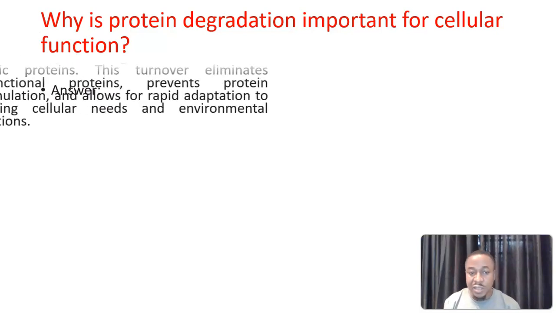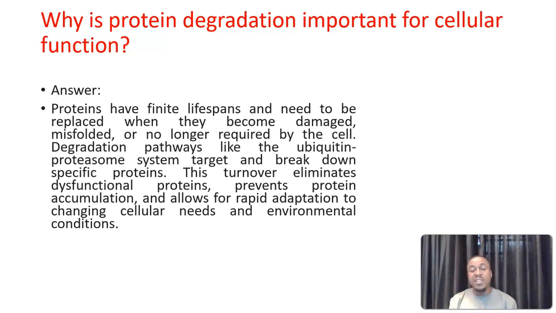So let's take a look at the little answer I placed here. Proteins have a finite lifespan and need to be degraded or replaced when damaged, misfolded, or no longer required by the cell. Degradation pathways like ubiquitin: when there is a tag of ubiquitin on a protein, that protein is destined for destruction or degradation. So we look at the ubiquitin-proteasome system. This system targets and breaks down specific proteins. This turnover eliminates dysfunctional proteins, prevents protein accumulation, and allows for rapid adaptation to cellular needs and environmental conditions.